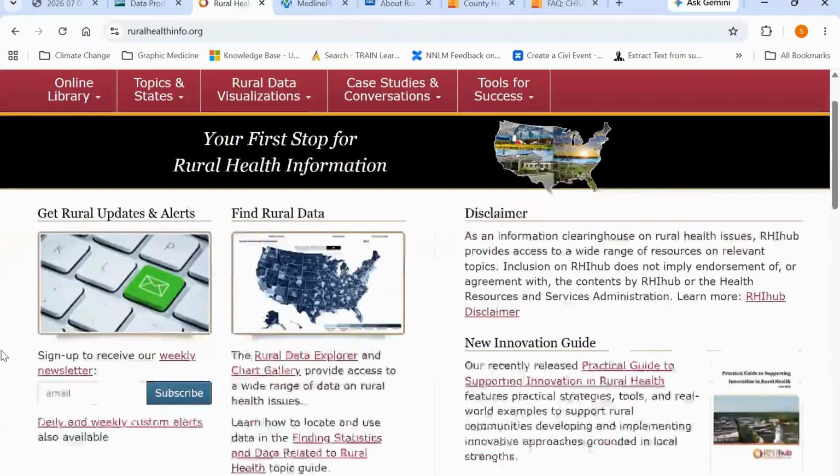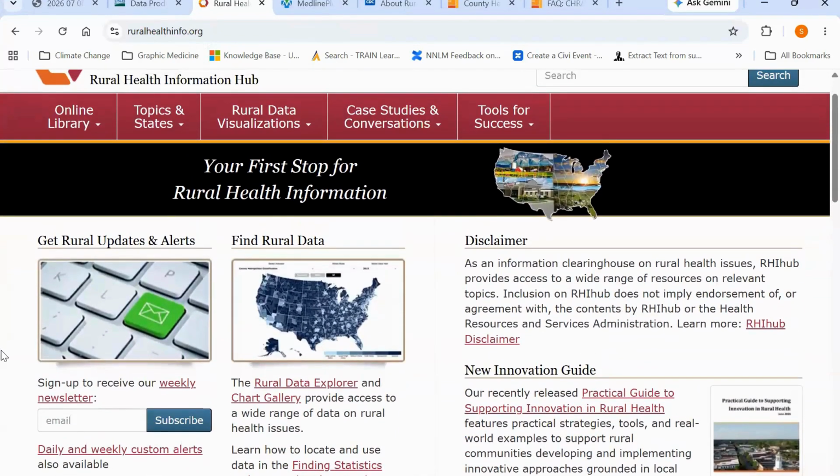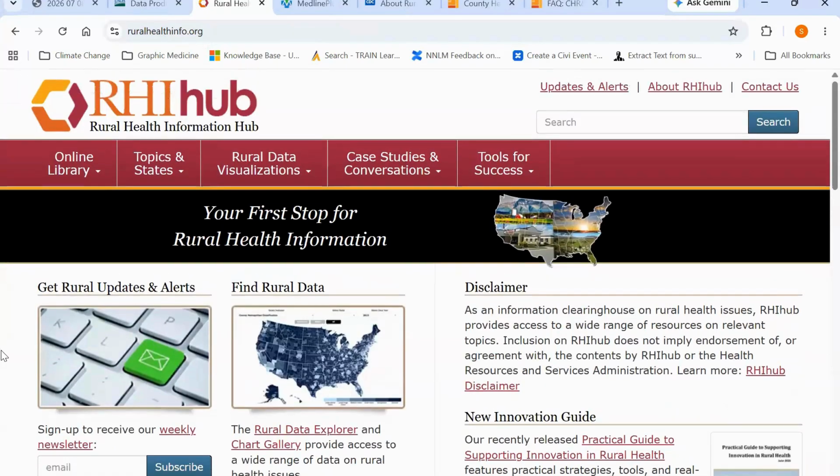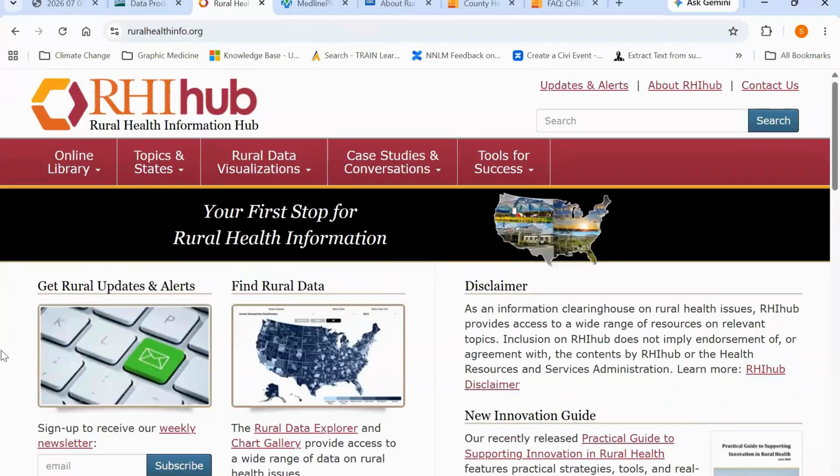So then we're gonna switch over to the Rural Health Information Hub. And so this is, again, they bill themselves as your first stop for rural health information. And again, RHIhub gives you the opportunity to go more local, and also explore some of these other things that we had been talking about, like broadband access and transportation and some of the cost of living things, some of the other social determinants of health.